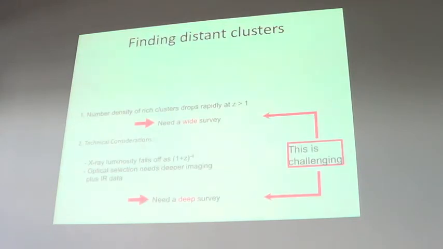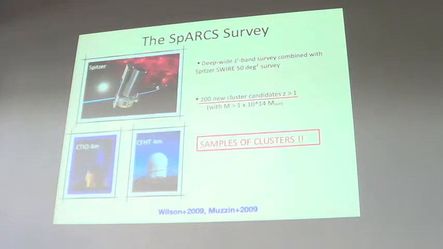Your first problem is finding rich clusters. It's actually technically quite challenging. You need a wide survey because the number density of rich clusters drops off pretty rapidly above redshift 1. But you also need a deep survey. No matter what technique you prefer for cluster detection, you've got to detect your photons one way or another. So the challenge is to find a deep survey and a wide survey. So a few years ago now, we started SPARCS.